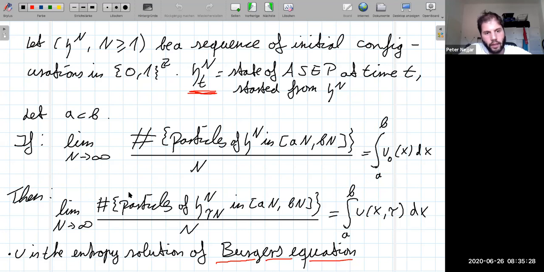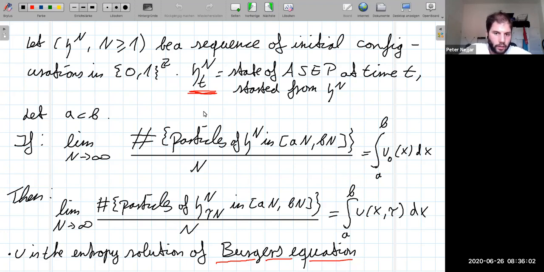Namely, if you look at the number of particles of eta_n(tau n) in the interval (an, bn), and you divide that by n, this will converge to the integral from a to b of a function u(x, tau), where this function u(x, tau) is the entropy solution of the Burgers equation. So it is the Burgers equation which governs the large time particle density of the ASEP.